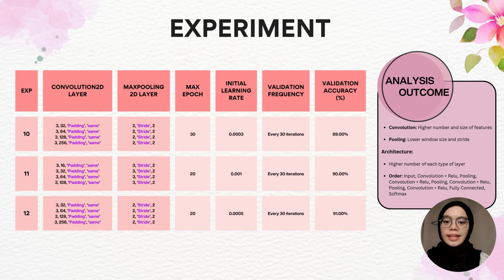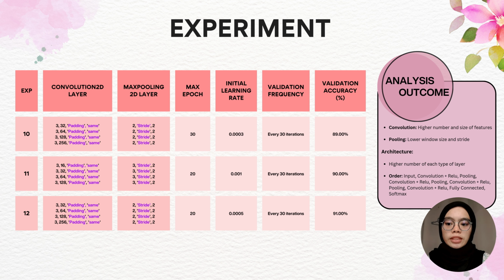For experiment 10, we use 4 convolutional layers with 32, 64, 128 and 256 filters with 2 times 2 max pooling layers with 30 epochs with a learning rate of 0.003, and validation accuracy is checked every 30 iterations, and we achieve a validation accuracy of 89%.